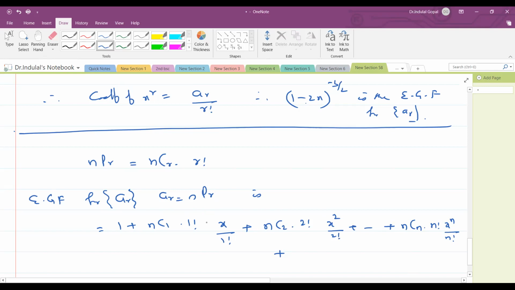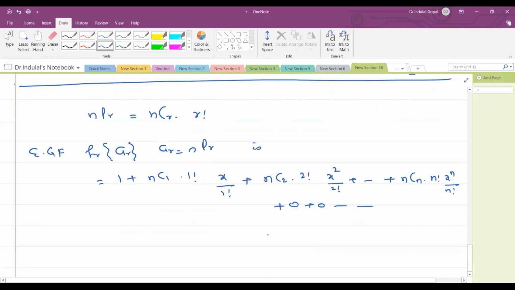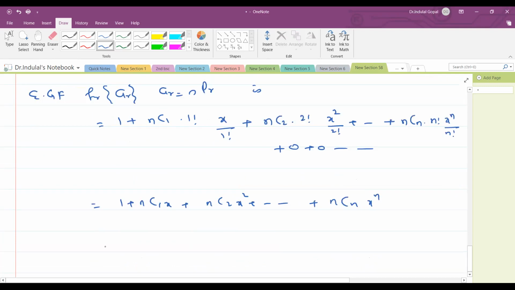Number of permutations of n plus 1 objects from n objects is 0. So all other terms are zeros. And this is equal to 1 plus NC1 x plus NC2 x square plus etc. plus NCN x raised to n. And this is equal to 1 plus x the whole raised to n. And this is the exponential generating function for the number of permutations, if AR denotes the number of R permutations of n objects.